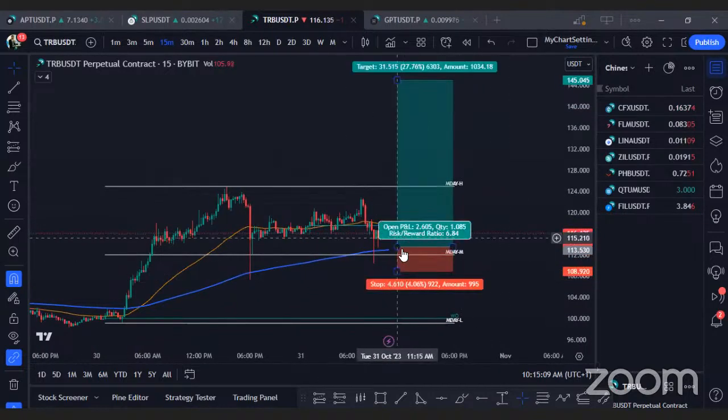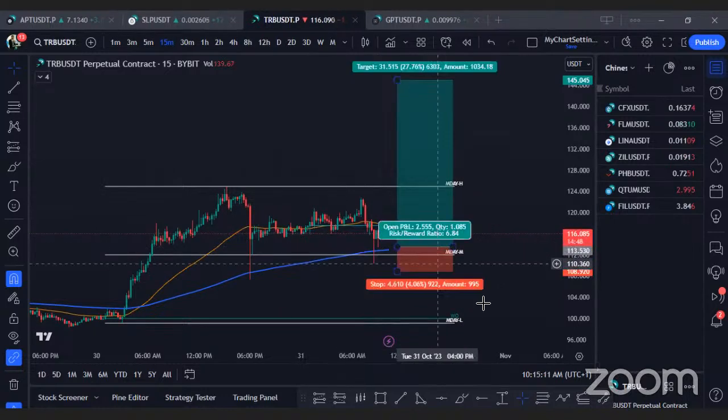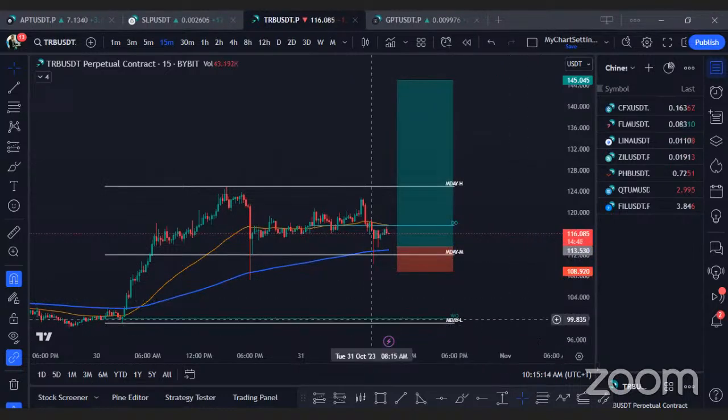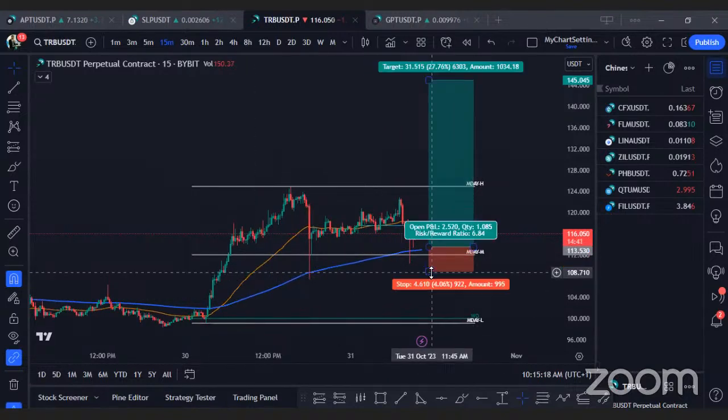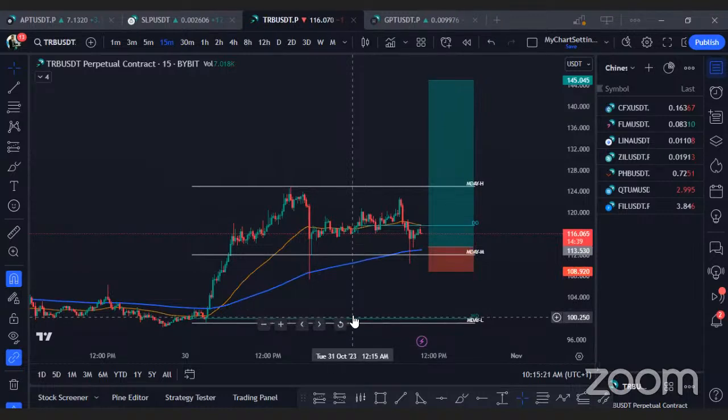So you can set a limit order to enter TRB at 113.53. You take a long for TRB, put your stop loss slightly at 108, and let's see if that will play out, guys. TRB at 113.53 is a swing trade, if it plays out. But if it turns out that it's not going well, we'll just close the trade and look for another one.